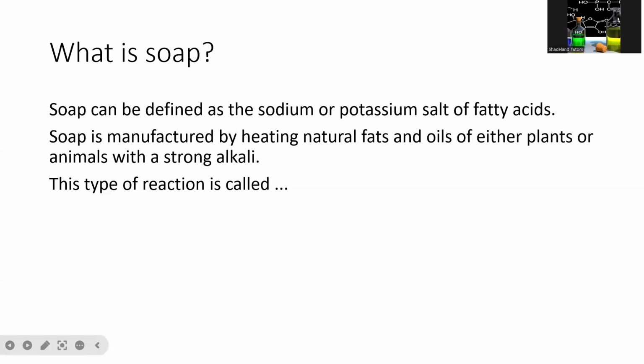Soap can be defined as the sodium salt of fatty acids. Soap is manufactured by heating natural fats and oil of either plants or animals with a strong alkali. Now, this type of reaction is called what? What do we call that type of reaction?